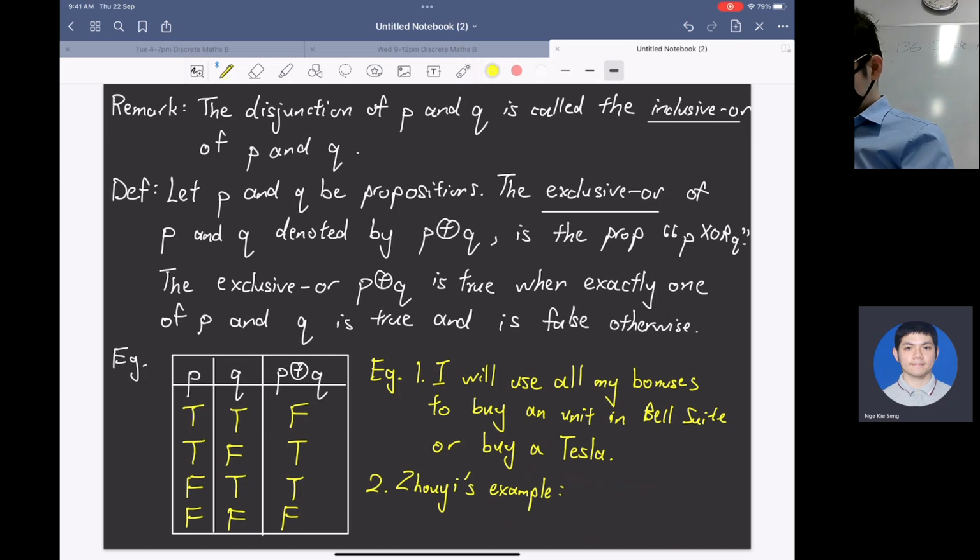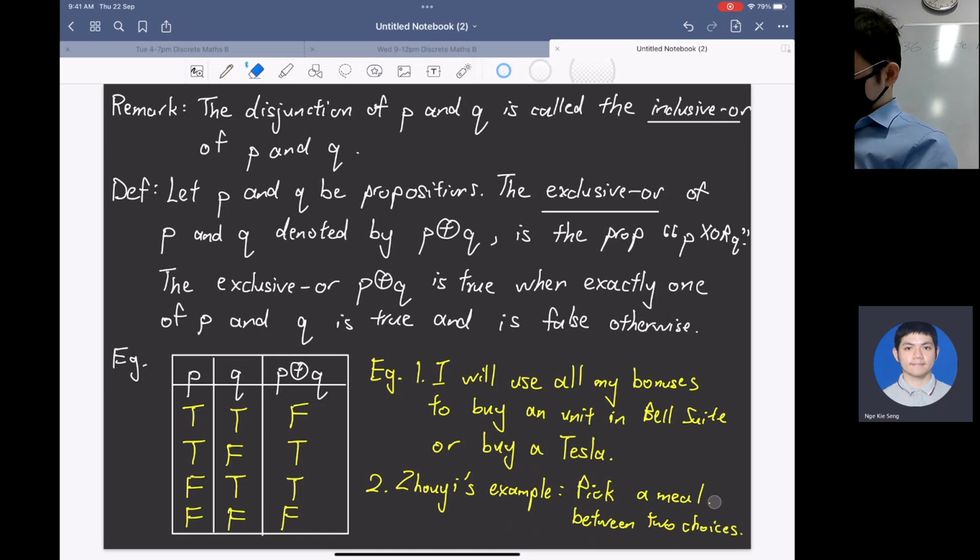So example, choose a meal. Maybe I write: pick a meal between two. Okay. Very good.